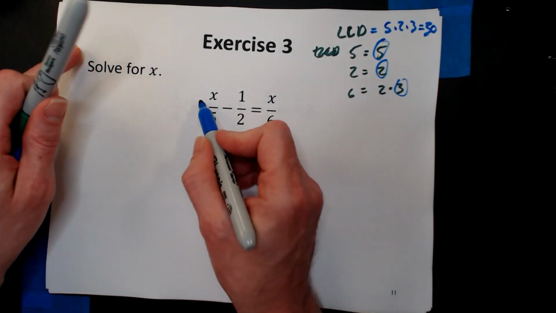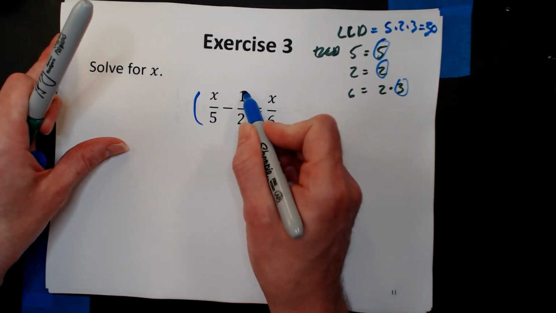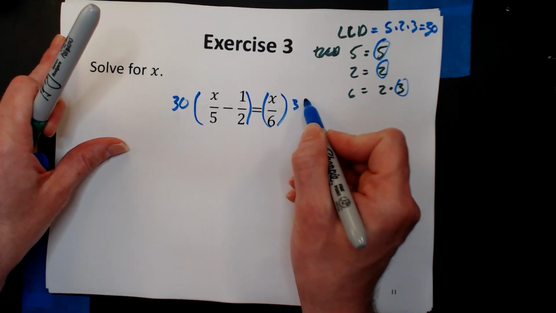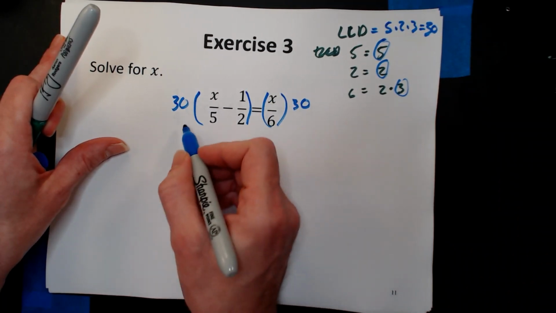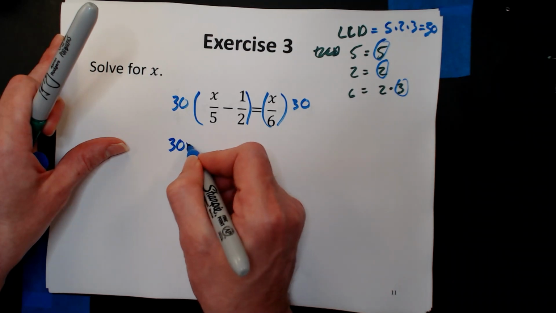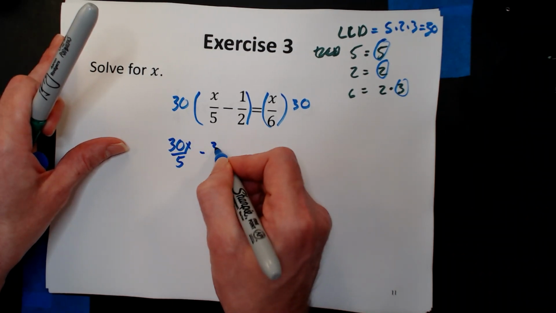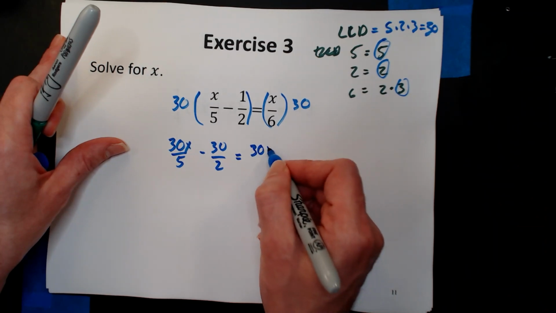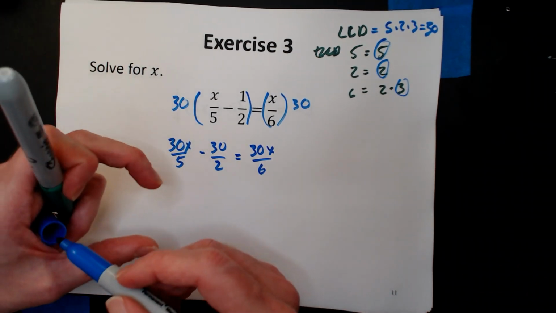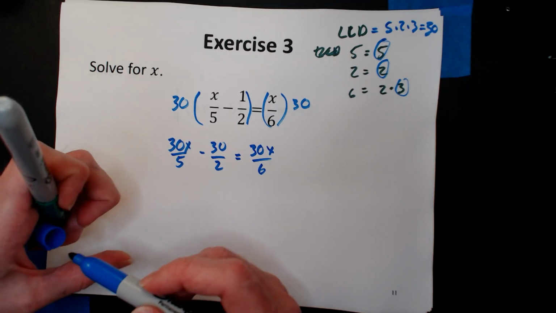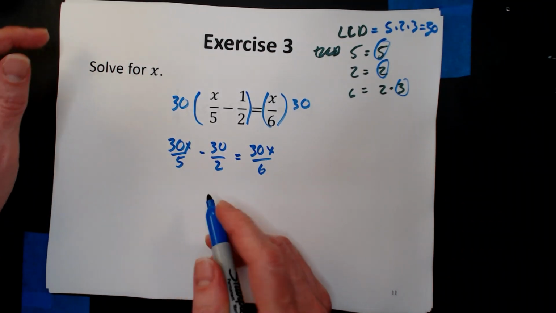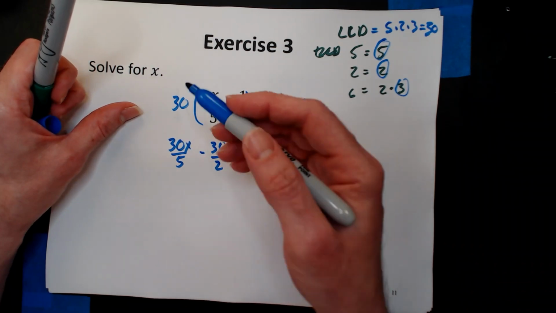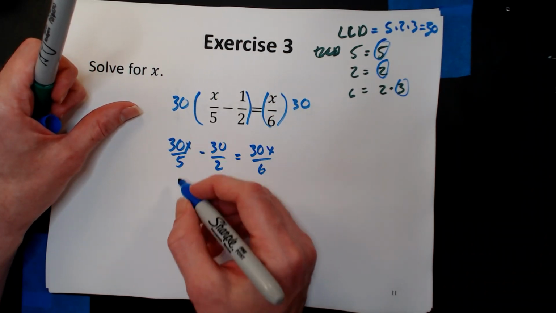And so basically what I'm going to do is multiply both sides by 30 to get rid of my denominator. So I'm going to have 30x over 5 minus 30 over 2 equals 30x over 6. If we did everything correctly, we should get these to factor. This would be a step that I would assume students would be able to do, but I'm going to show it for now.